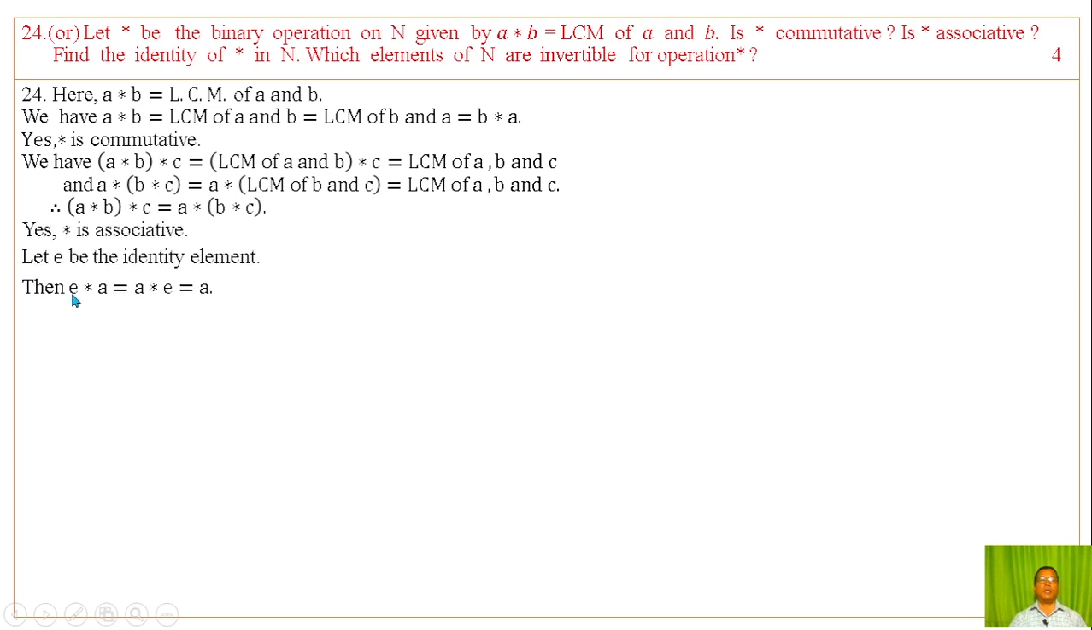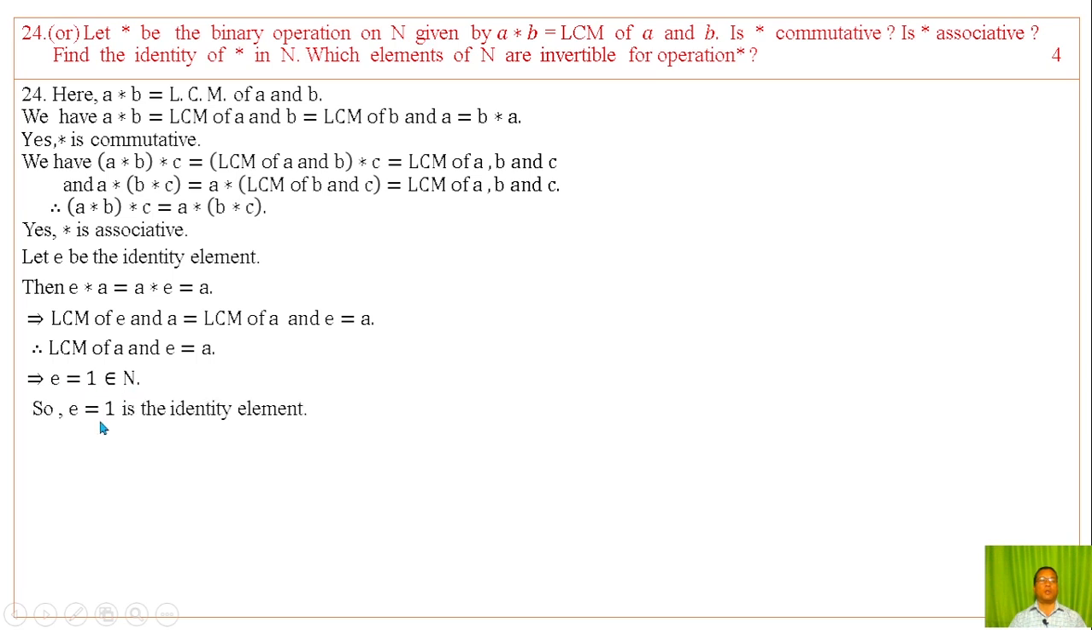For identity, let E be the identity element in N, then E asterisk a equal to a asterisk E equal to a. Implies LCM of E and a equal to LCM of a and E equal to a. Therefore, LCM of a and E is a. Implies E equal to 1, which is true only when E is 1 in natural numbers. So, E equal to 1 is the identity element.